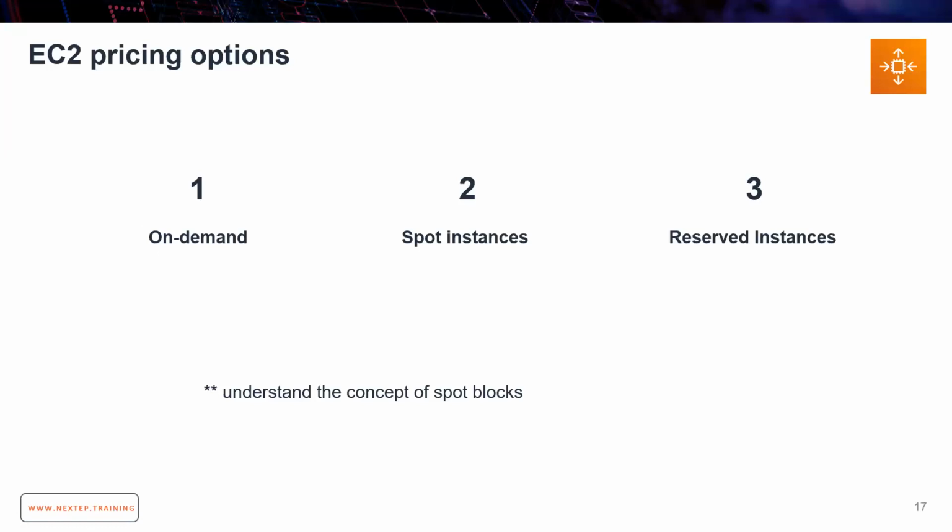Meaning, this is like bidding on eBay. So let's say I need T2 or C4 large. Let's say the typical on-demand price is $1 per hour. And you can do a bidding. You can bid on it. You can say that, when it comes down to 50 cents per hour, I need it.